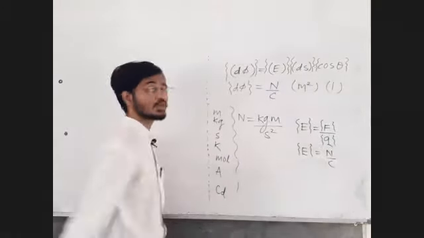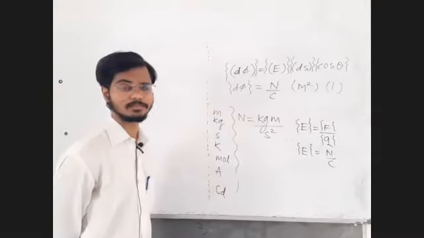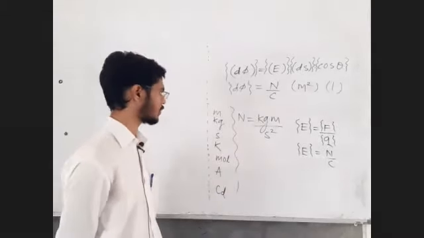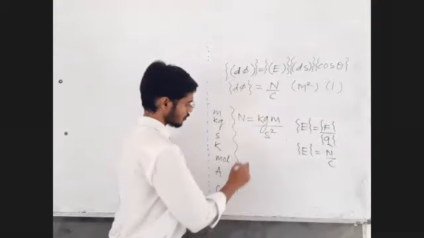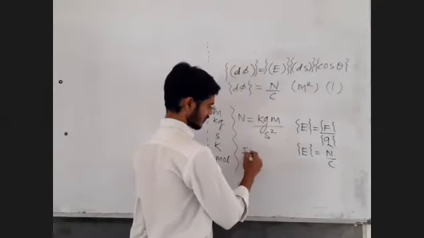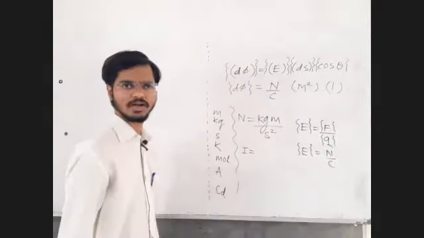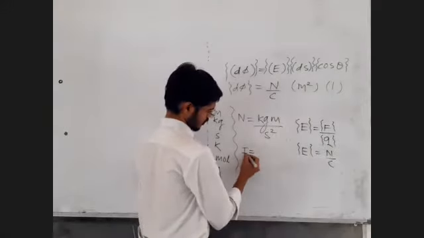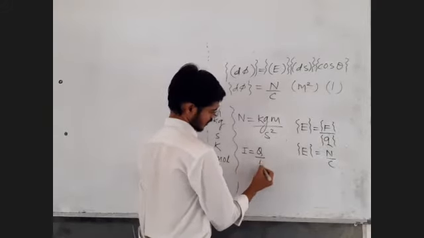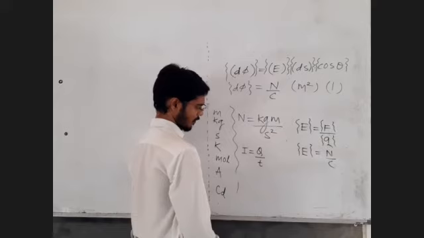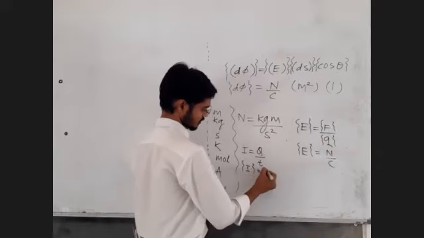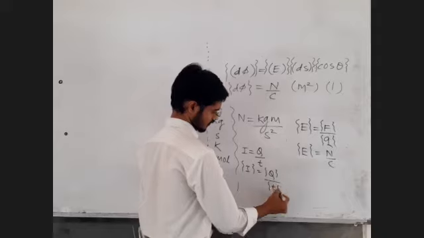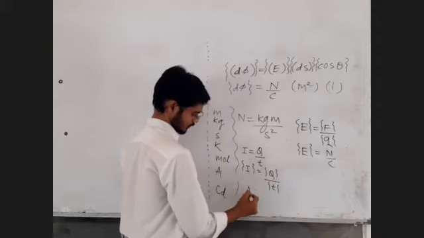How to replace Coulomb? Coulomb is not fundamental. Ampere is fundamental. Do you know? Electric current is the rate of flow of charge. All of you have already learned this in your childhood, right? Electric current is charge flown upon time taken. Taking units on both sides, we can get the unit of current is ampere.